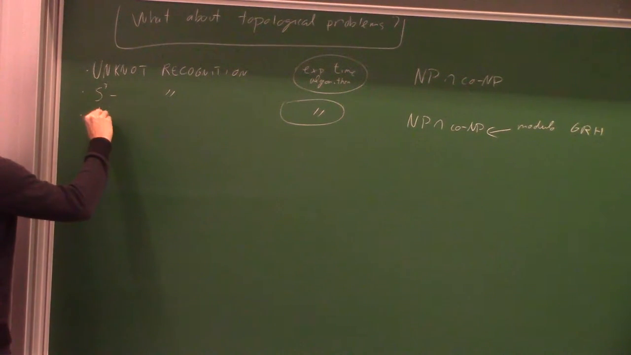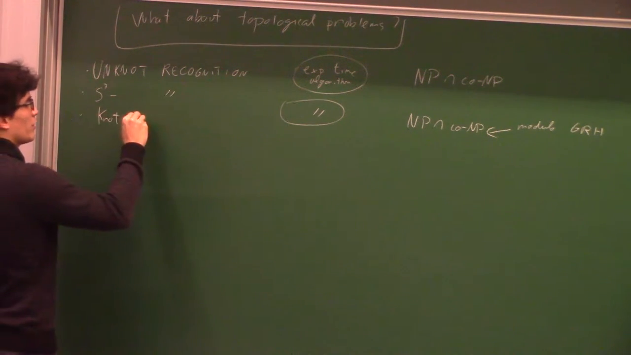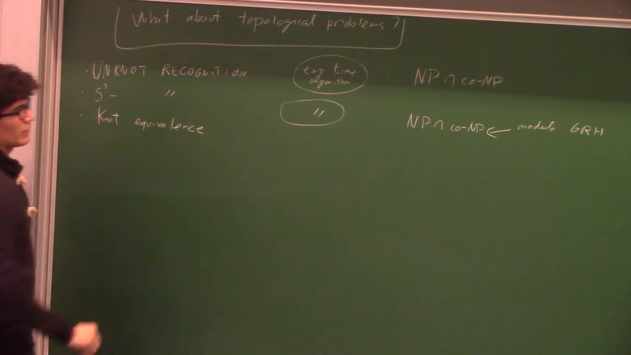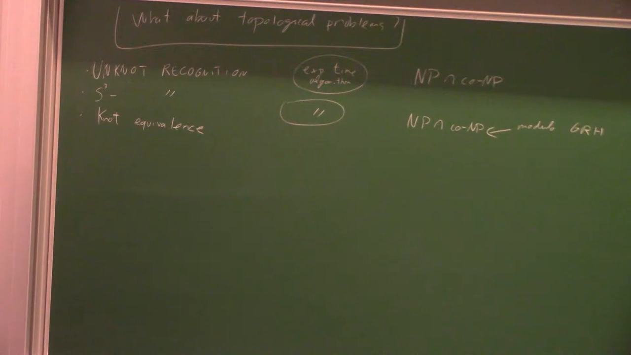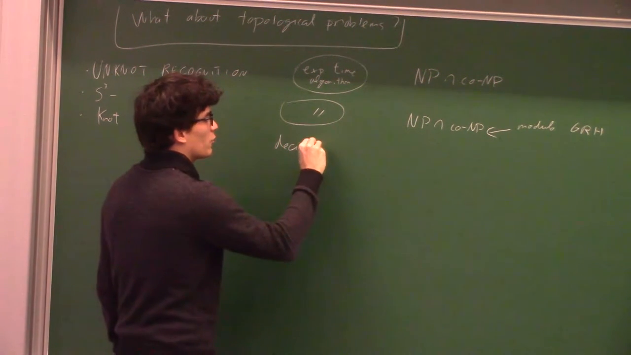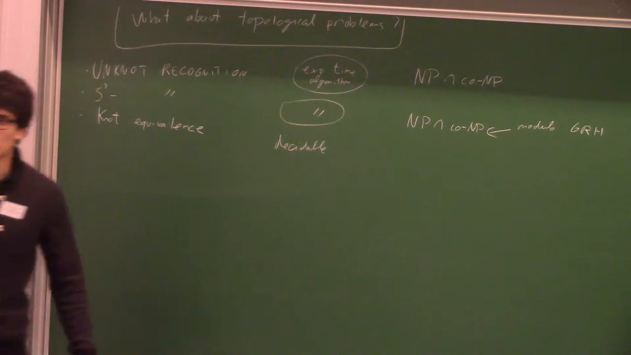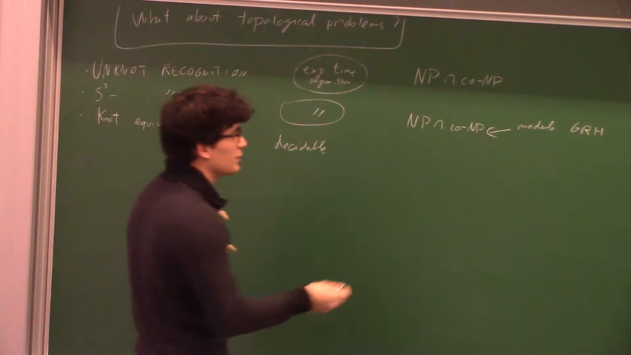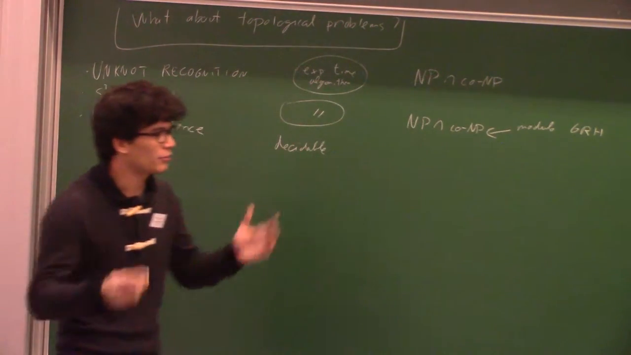So maybe one harder problem than unknot recognition is knot equivalence. I'll give you two knots, and I want to know whether they're the same knot. And so what do we know? Well, this one is decidable. We've known for quite some time, but it's much worse than exponential time. Is it in NP and co-NP? Well, I don't know. That's unknown.